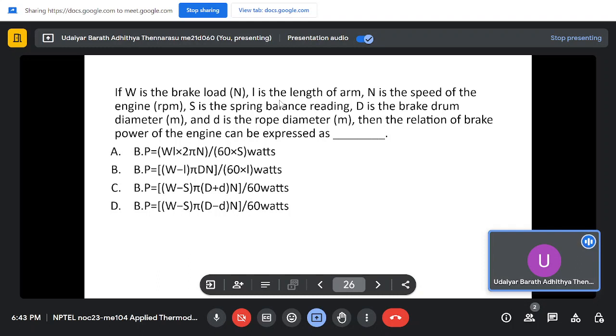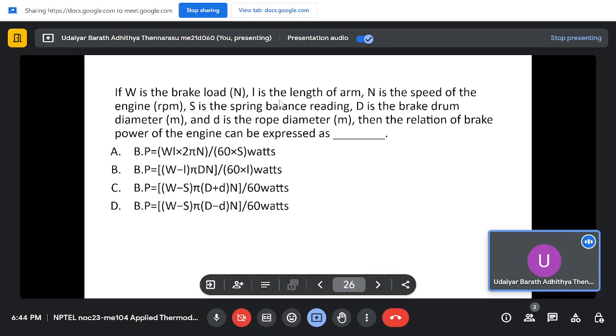Next is given: if W is the brake load. This is a question of a dynamometer to evaluate the brake power. This is a case of a spring rope drum dynamometer. So you have a brake, a load, and a spring to which a rope is attached, and this rope goes around a drum which is connected to the engine, and a load is kept at the bottom.